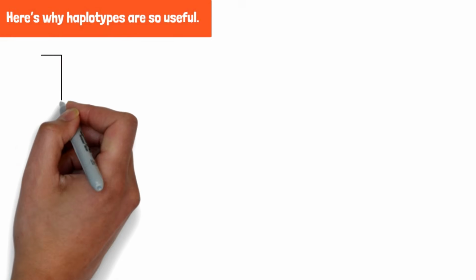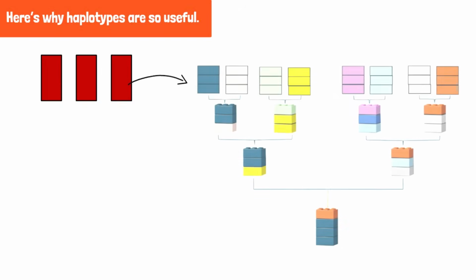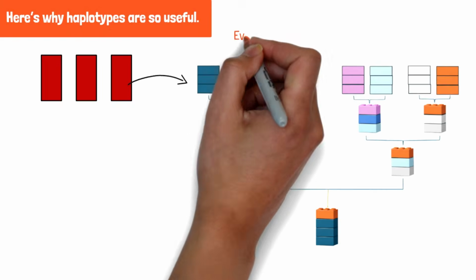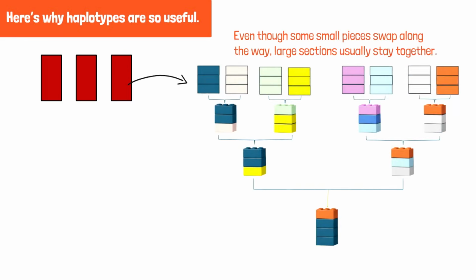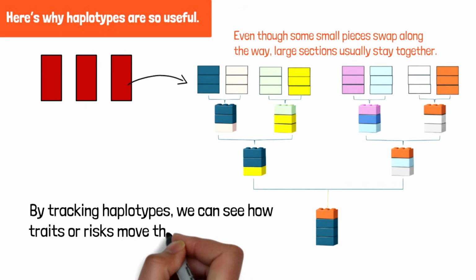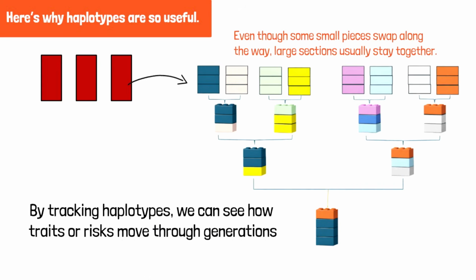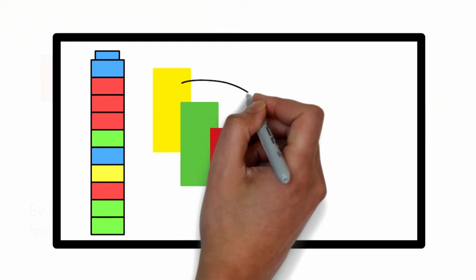Here's why haplotypes are so useful. Instead of tracking thousands of SNPs individually, we can follow these coloured blocks through a family. This block moves from great-grandparents to grandparents to parents to offspring. Even though some small pieces swap along the way, large sections usually stay together. By tracking haplotypes, we can see how traits or risks move through generations, giving a bigger picture than any single SNP could.